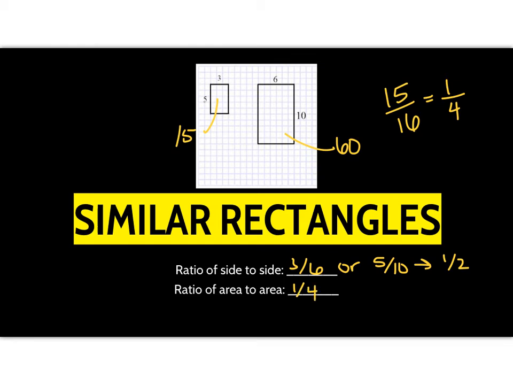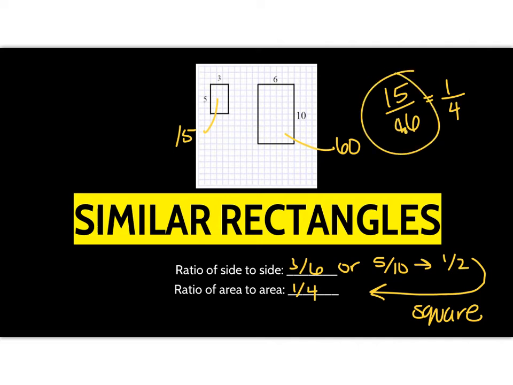The shortcut, which you're about to learn, is that I can take my sides and square them, and I'll get the ratio of area to area. Now, this isn't saying that either of my areas is 1 or 4. It's just saying if I take my areas, 15 out of 60, and I simplify them, I'll get 1 to 4.